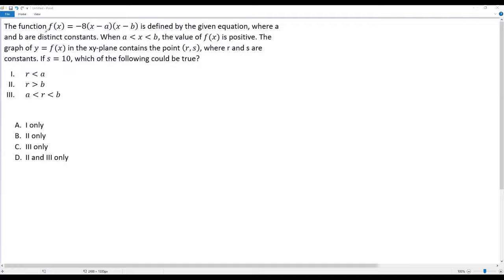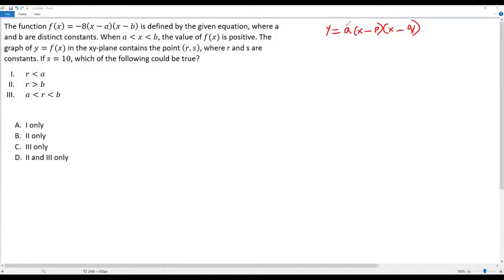Actually, the given function is a quadratic function in intercept form. Whenever I sketch the graph of a quadratic function in this form, f of x equals negative 8 times (x minus a) times (x minus b), I'll get a vertical parabola. Now let's consider the intercept form of a quadratic function, that is y equals a times (x minus p) times (x minus q). This is the intercept form, and its graph will be a vertical parabola.